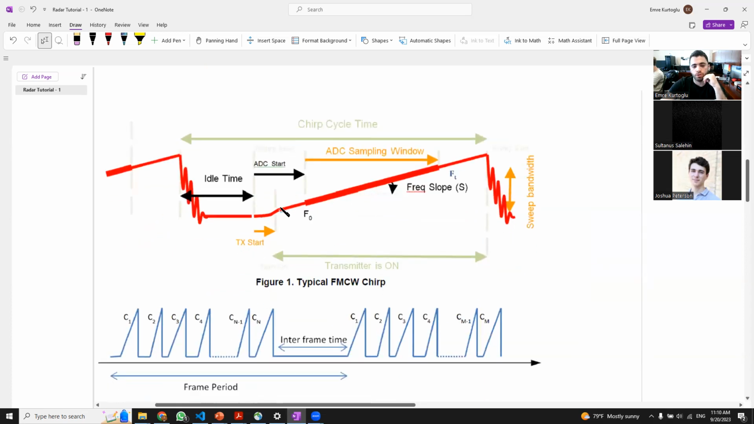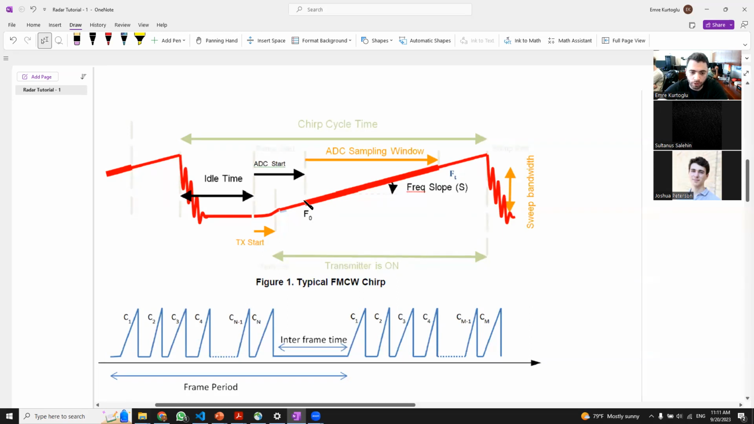After starting sending these pulses, we need to collect these samples as well. These samples are being collected by the receiving antenna, and we need to sample this chirp because it's a continuous signal, and in computers we cannot store continuous signals. We need to digitize it so that we can use it in our analysis. Here we use an analog to digital converter. So we have an ADC start time here, where the ADC starts sampling the chirp.